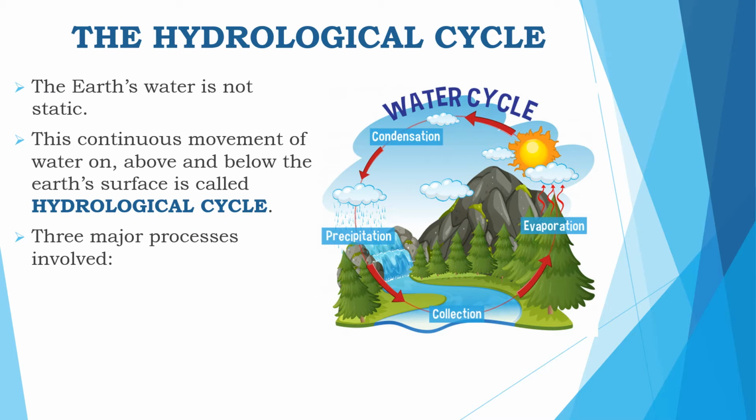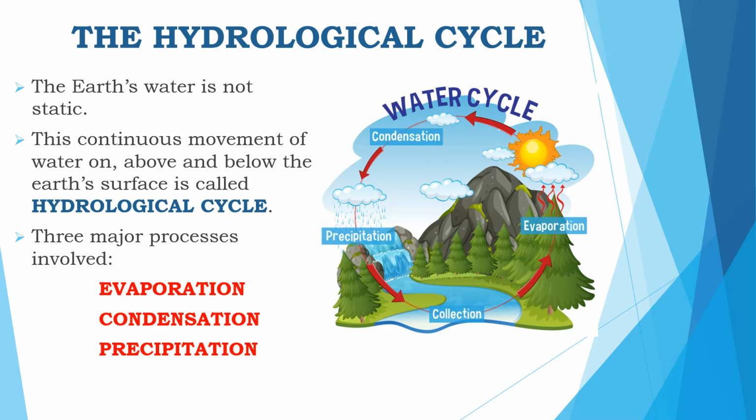What is this hydrological cycle? The Earth's water is not static. This continuous movement of water on, above, and below the Earth's surface is called the hydrological cycle. Here we have three major processes. They are evaporation, condensation, and precipitation.